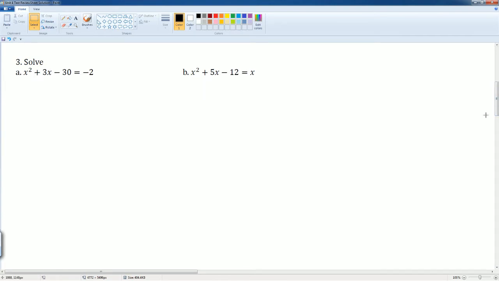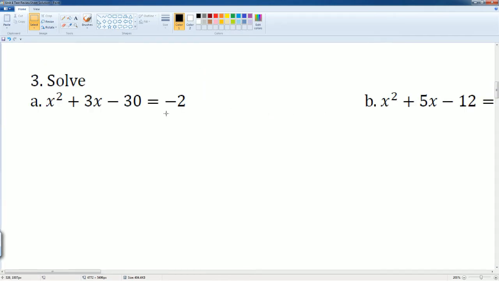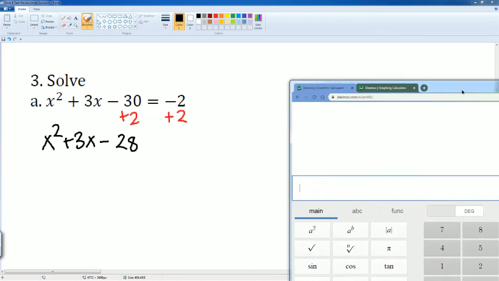Question 3, you have these two equations. Notice they are not in standard form. So let's first of all put them in standard form. Okay, so I'm going to add the 2 to both sides. And then I'm going to get here x squared plus 3x minus, I think, 28. You could always double check by putting it in the DESMOS here.